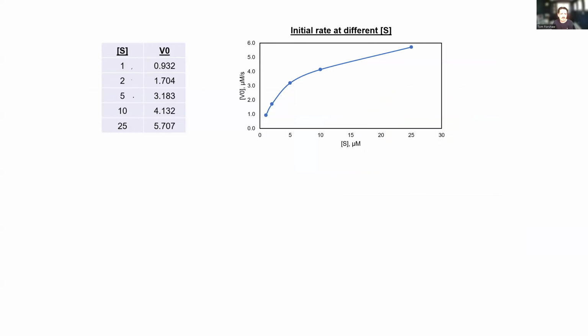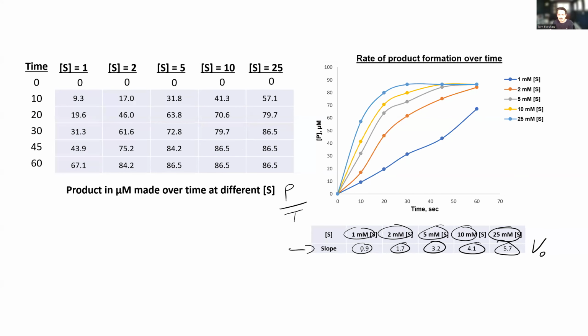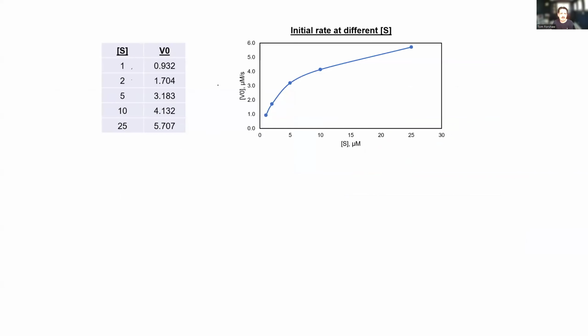If we were to then plot that, the substrate concentrations 1, 2, 5, 10, 25, and the slopes, which are our V0, 0.1, 0.9, 1.7, 3.2, it gives us a graph like this. But remember what I was saying.